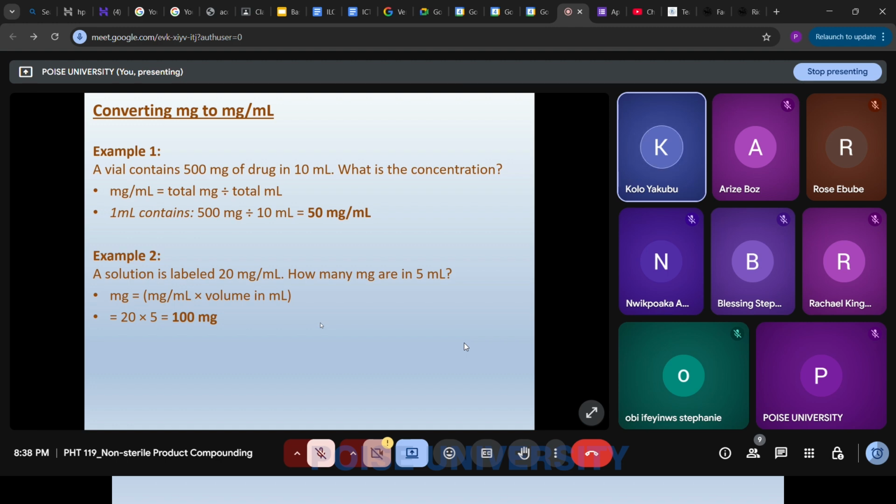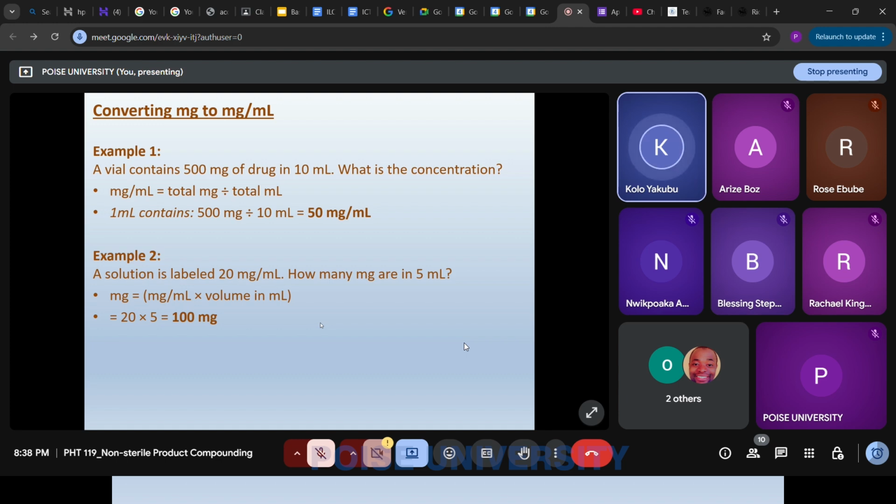Remember that the volume here is 10 mils containing 500 milligram. What do we have in 1 mil to tell you what the concentration is? So if we have 500 milligram in 10 mils, how many milligrams will we have in just one single mil? That's dividing 500 by 10, right? Which gives us 50 milligram per mil. So the concentration of that drug is 50 milligram per mil.